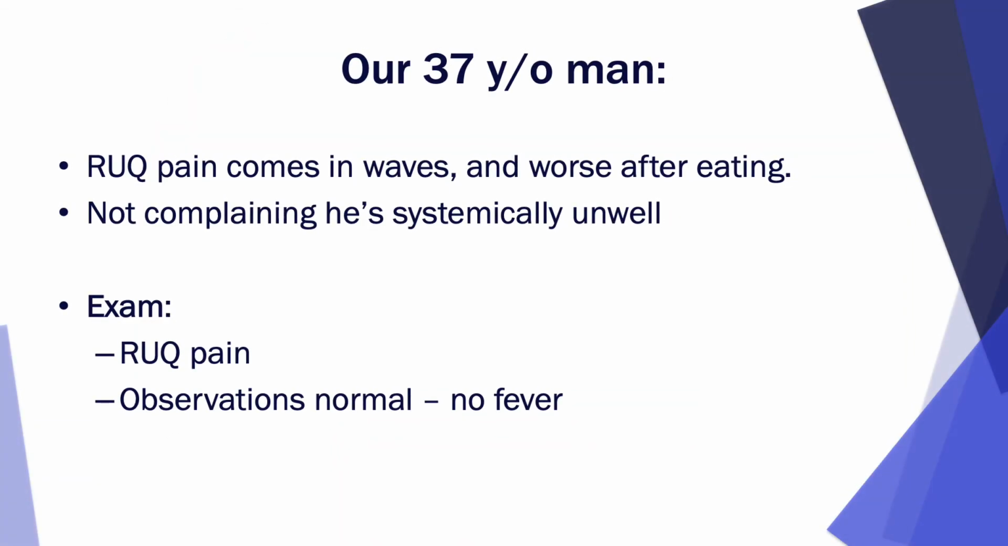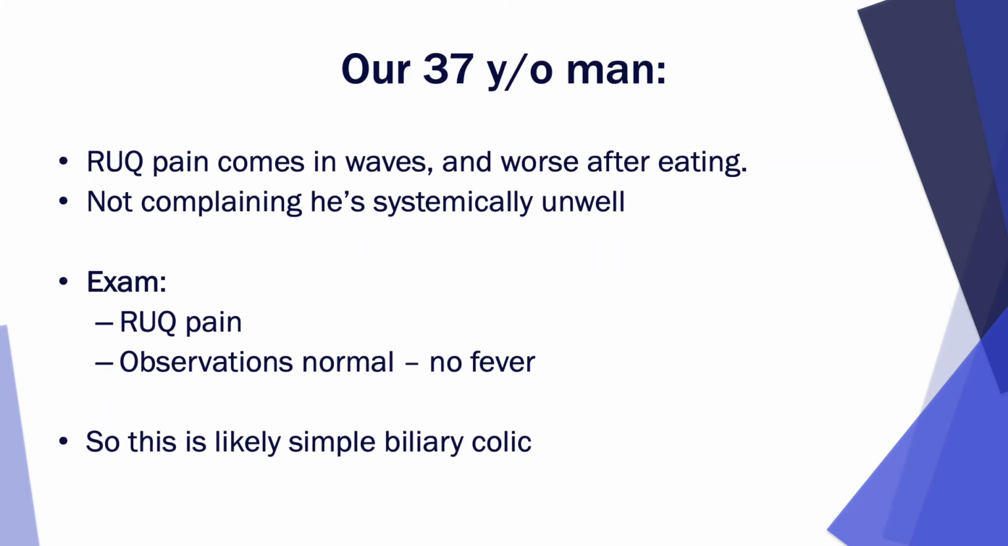So our 37-year-old man is telling us that his right upper quadrant pain is coming in waves and is worse after eating. He's not complaining he's systemically unwell, and he has right upper quadrant pain on examination, and his observations are normal, so he's apyrexial. Given the history and the examination with this gentleman, it's likely that it's a simple biliary colic.